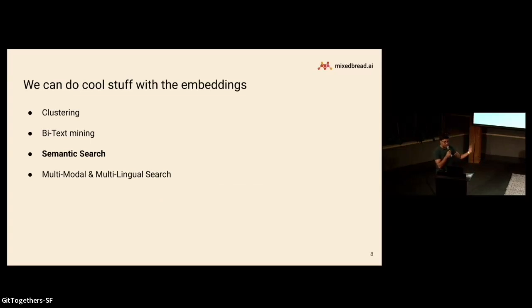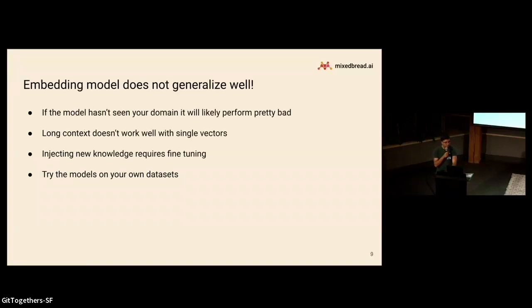So on top of those embeddings, as I mentioned, we can do cool stuff. We can do clustering, bitext mining, meaning if you want to train a translation model for your LLM, you could have a multimodal model where you put in English text and get out, for example, German text. You can do semantic search, multimodal search, and also search through all modalities.